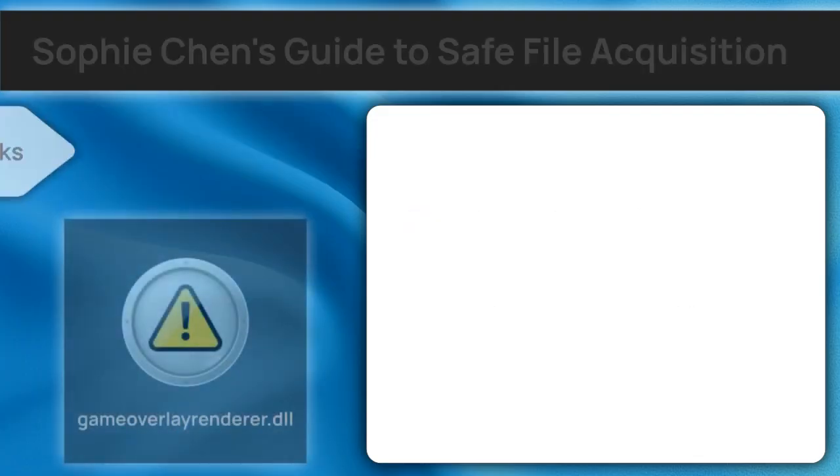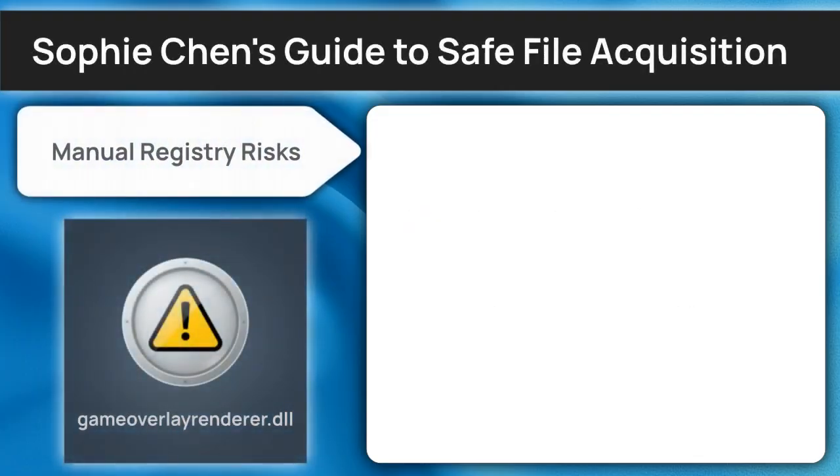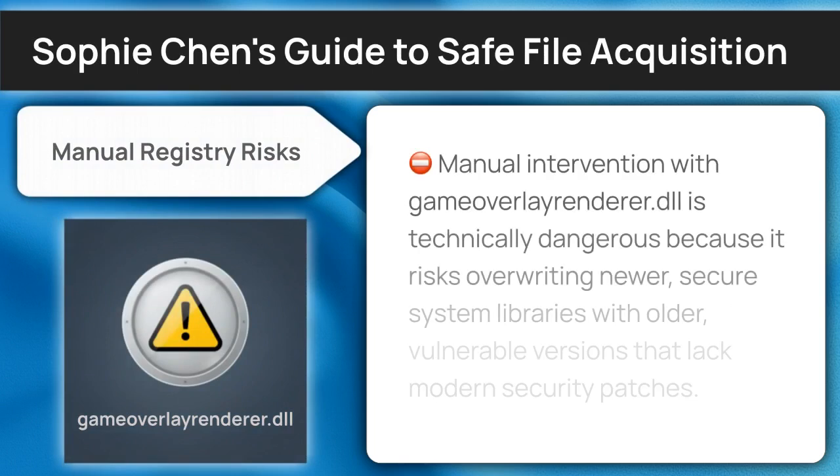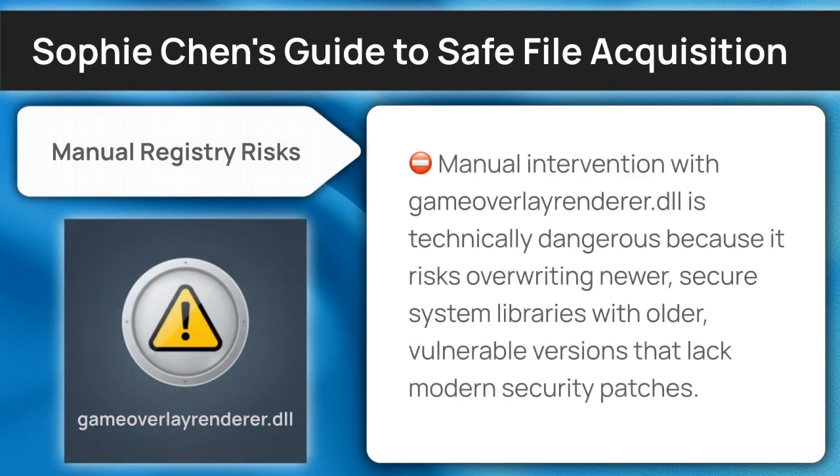Before we finish, let's go over the professional protocol for sourcing essential system libraries. Protect your digital life by ignoring unofficial download links for Game Overlay Renderer DLL that could lead to identity theft or the loss of important files.